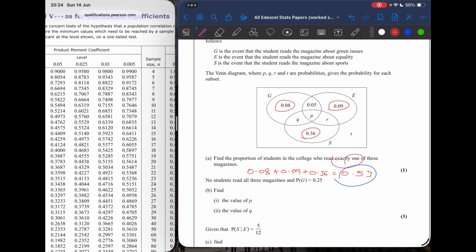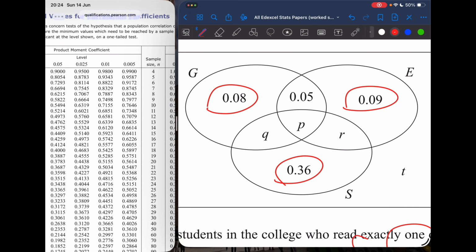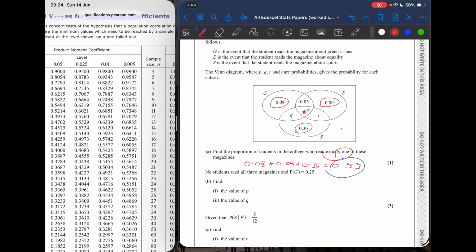No students read all 3 of the magazines. Okay, so that middle section, P, is 0. So we'll get rid of P, we don't need it anymore. Just a 0 now. Okay, find the value of P. 0, lovely. Value of Q. Well, we're told the probability of G was a quarter, yeah? That's going to be the entire circle, G.